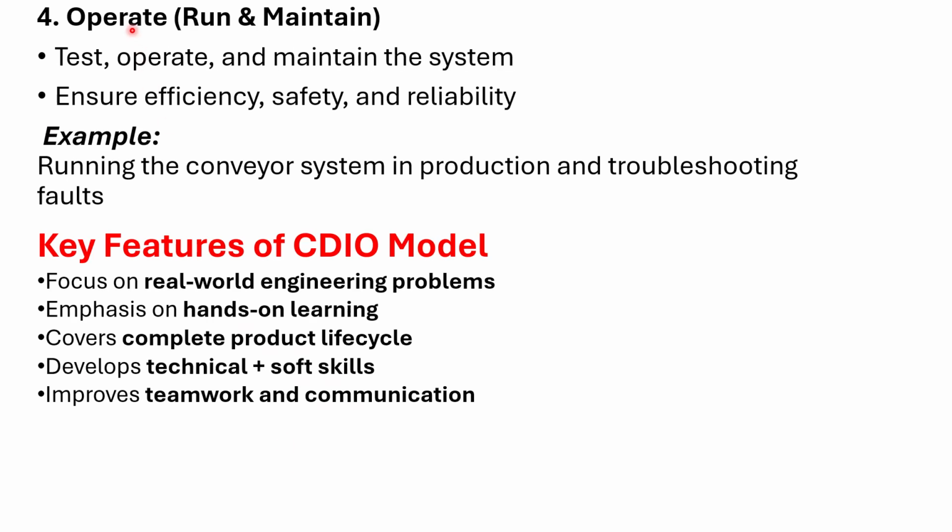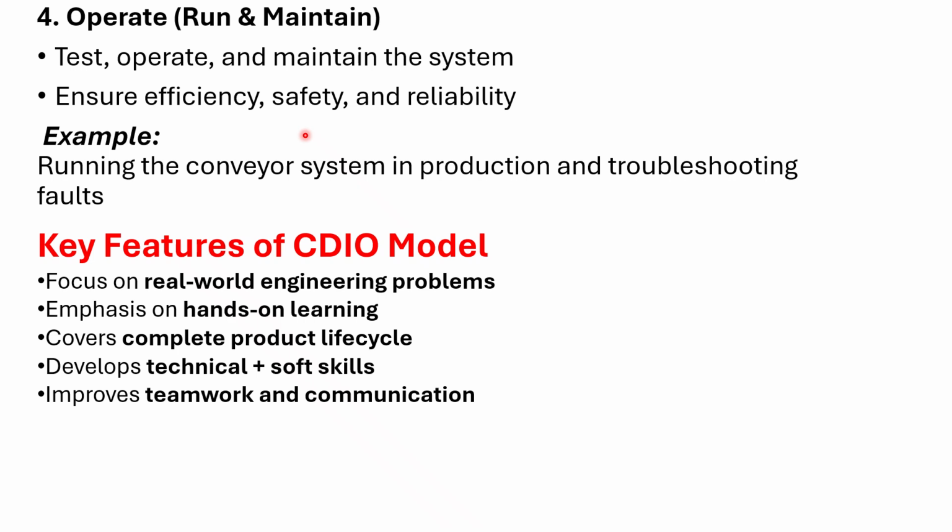The fourth phase is the operate phase. The completed product or system is used in its intended environment. So the engineer monitors the performance, maintains the system, evaluates the result and makes improvements based on operational feedback. They test, operate, maintain and ensure efficiency, safety and reliability. For example, running the conveyor system in production and troubleshooting the faults that occur in the conveyor system. So this will be happening in the fourth phase of the CDIO model.